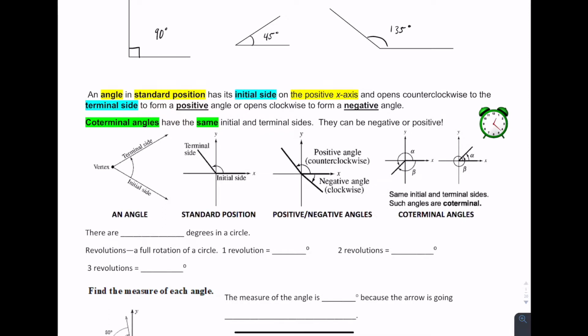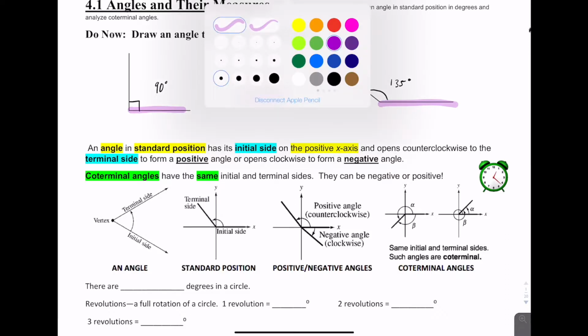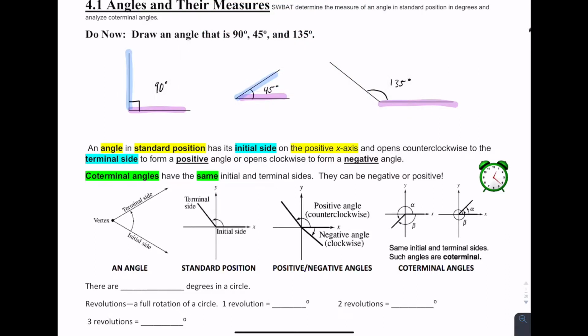An angle in standard position has its initial side on the positive x-axis. That's this. Okay, that's kind of like the initial angle on the positive x-axis and opens counterclockwise to the terminal side. The terminal one, I try to match the color, is where essentially it ends, okay, to form a positive angle, or opens clockwise to form a negative angle.